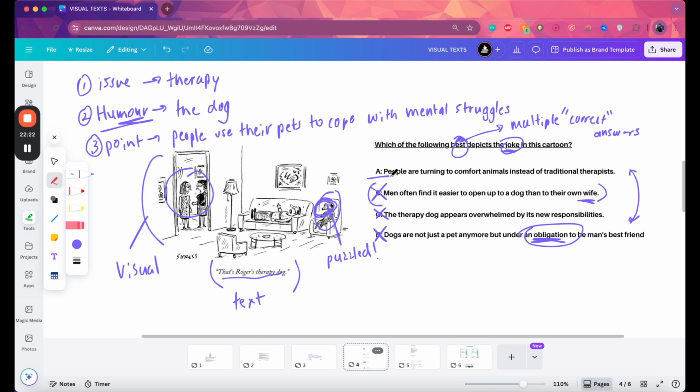For A, I guess A is also consistent with the point that I've derived from my visual here, which is that people are turning to comfort animals instead of traditional therapists, because who is in the place of the therapist in this therapist chair? It's the dog, right? So this is a reasonable conclusion to make. Judging by the rest of the answer options, this is probably the best answer option out of them. So I would pick A as the answer to this.